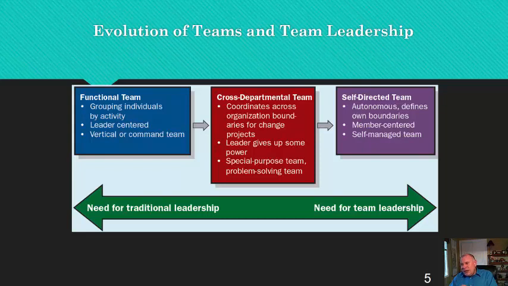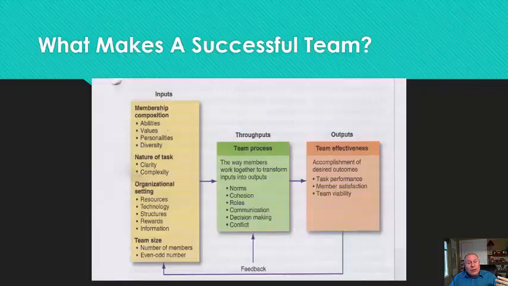But what we can see here is that in a cross-departmental team, the leader has to give up some level of power. And generally, these teams are special purpose teams to improve something, to come up with a new idea, improve a process, solve a problem. Then we look at the self-directed team, and it's self-managed and member-centric. So you can see the continuum is that in functional teams, you need more traditional leadership, and in the self-directed teams, you need team leadership. And there is a difference between them.